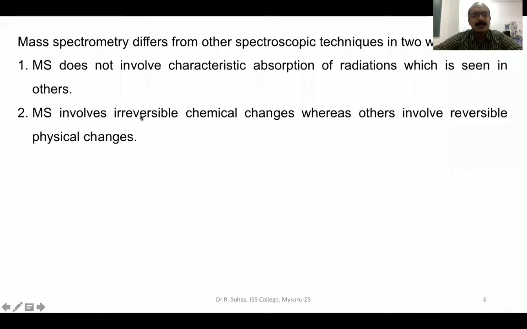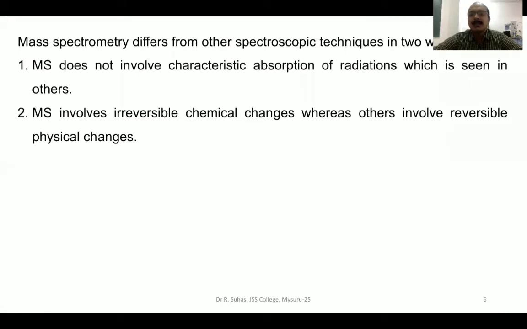The second difference between them is that mass spectrometry, as I said, is a destructive technique, meaning that once the molecule is subjected to mass spectrometry, the molecule will undergo fragmentation to form different secondary products. They are called daughter ions. So that's why there will be an irreversible chemical change in mass spectrometry, whereas in other spectroscopic techniques you will see that there will be reversible physical changes. The change may be taking place, but it is only physical.